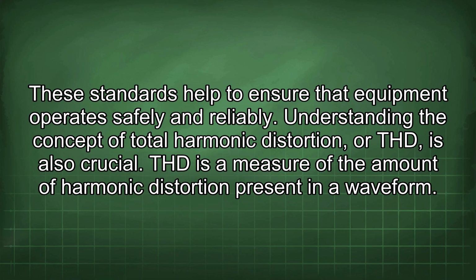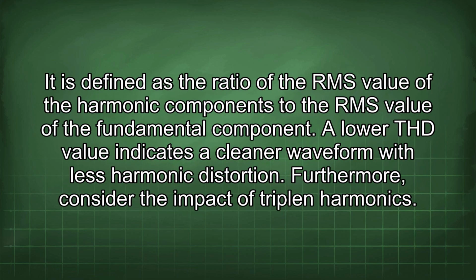Understanding the concept of total harmonic distortion, or THD, is also crucial. THD is a measure of the amount of harmonic distortion present in a waveform. It is defined as the ratio of the RMS value of the harmonic components to the RMS value of the fundamental component. A lower THD value indicates a cleaner waveform with less harmonic distortion.